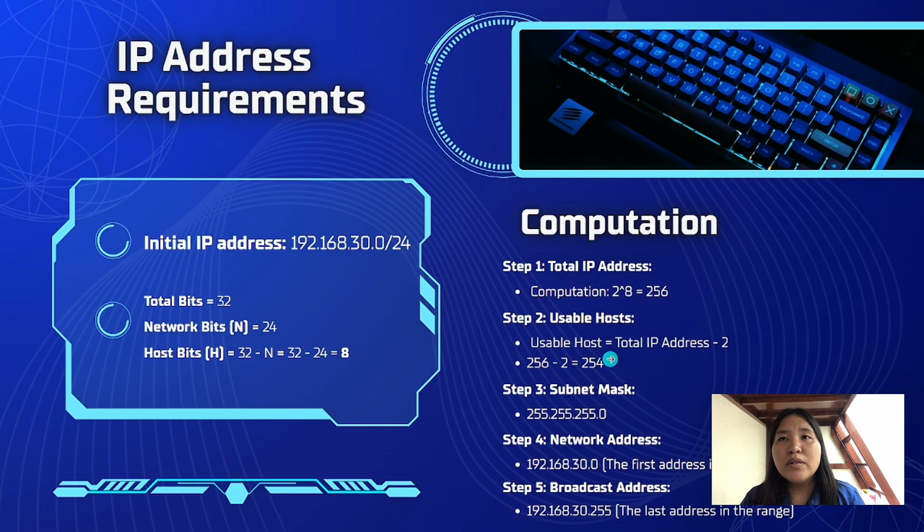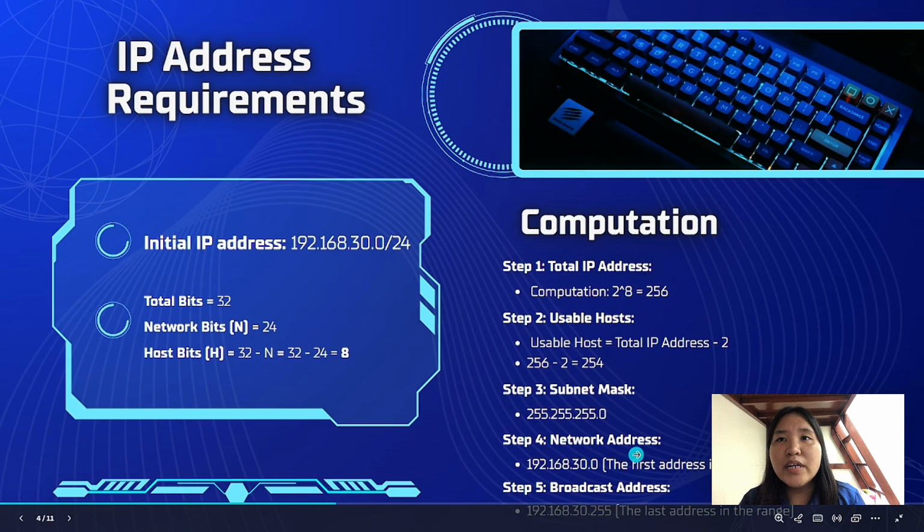Next, we will compute the subnet mask, which is 255.255.255.0. Then our network address is 192.168.30.0, which is the first address in the range. Then the broadcast address is 192.168.30.255, which is the last address in the range.